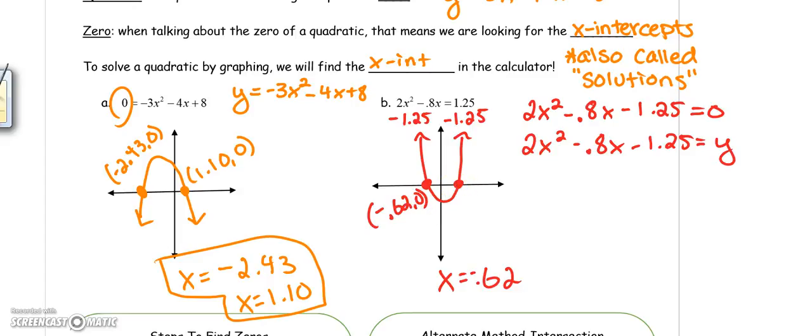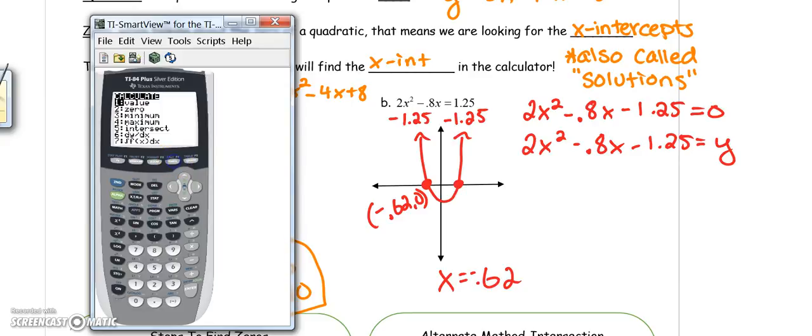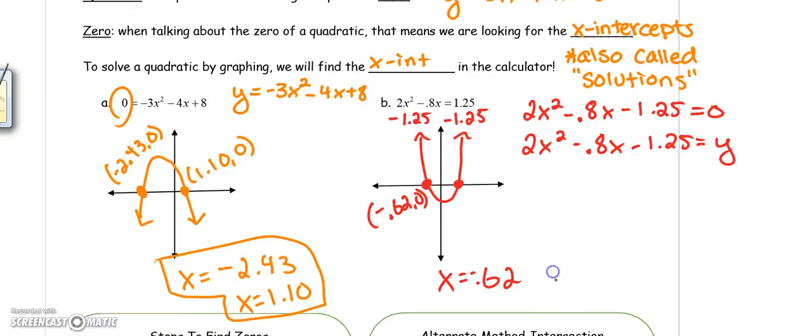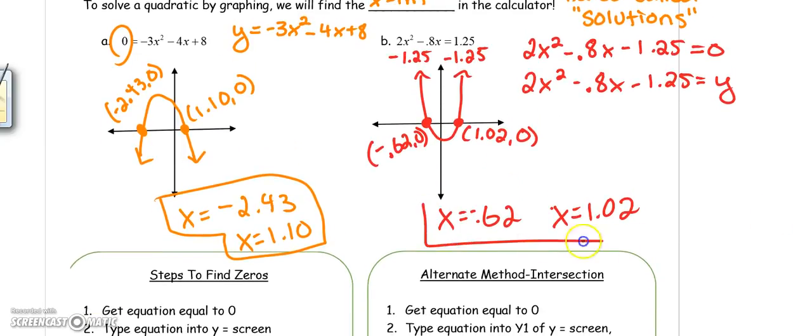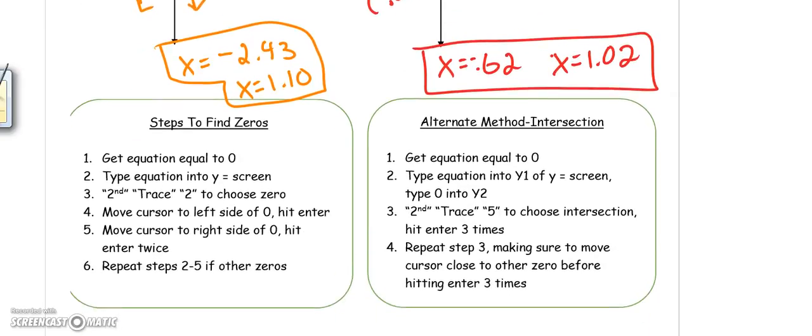Alright, and then we've got to find that other zero. So again, I'm going to do second trace 2. I'm going to move over a little bit, but I'm still to the left of the second one. And then go over to the right. And hit enter. Enter one more time. And we get our zero, 1.02. Alright, so there are our zeros. And I'm just going to put a box around the answers so we can find them later.